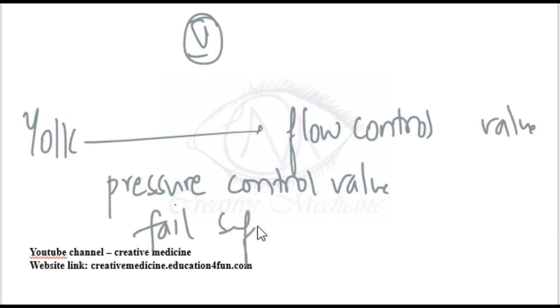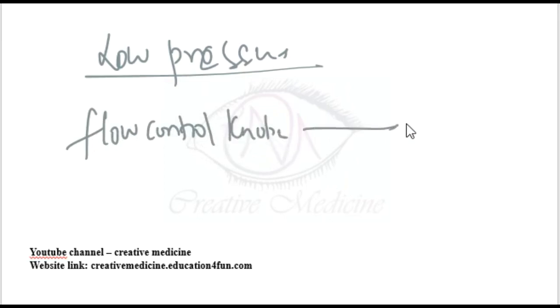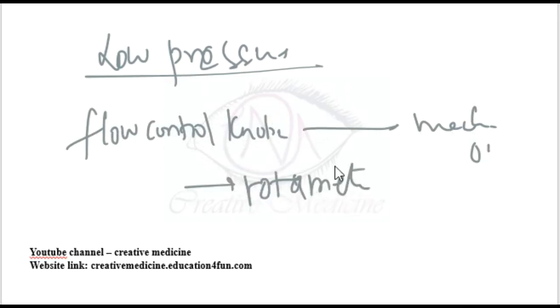The low pressure system is downstream to the flow control knobs, that is from flow control knobs to the machine outlet we have low pressure system. In the low pressure system we have rotameters and vaporizers present. Oxygen flush. So in low pressure system we have rotameters and vaporizers present.